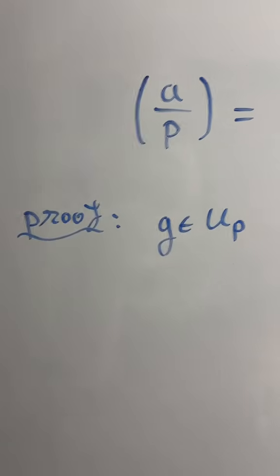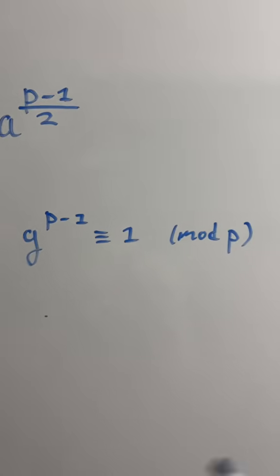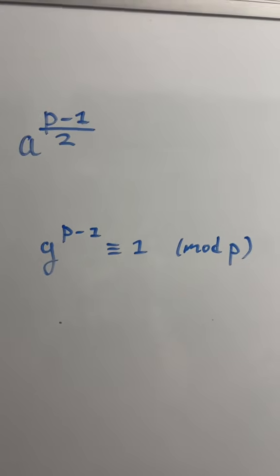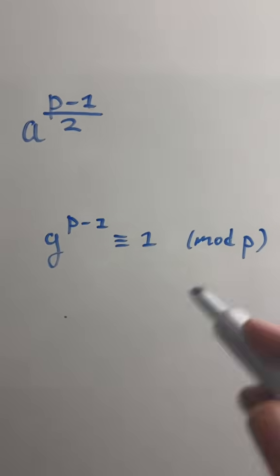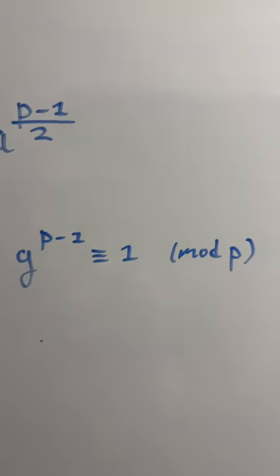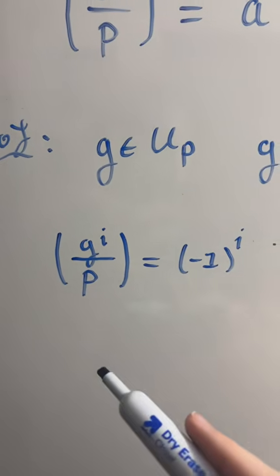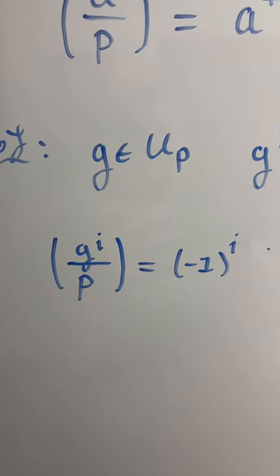Consider some primitive root g mod p. This just means that g to the power p minus 1 is 1, and g to any smaller power isn't 1, meaning that g can sort of generate our whole units group just by taking successive powers. We can recognize that the Legendre symbol of g to some power i over p is just going to be equal to negative 1 to the power i.